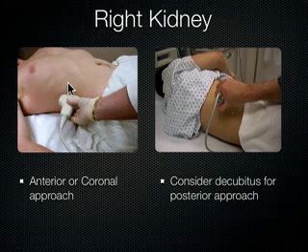No? Okay. Now, if you can't get lucky that way, you can then roll the patient decubitus. This is called left lateral decubitus. Decubitus means on their side. You roll the patient on their side, and you can look between the ribs and see from a posterior approach the kidney sometimes a little bit better.